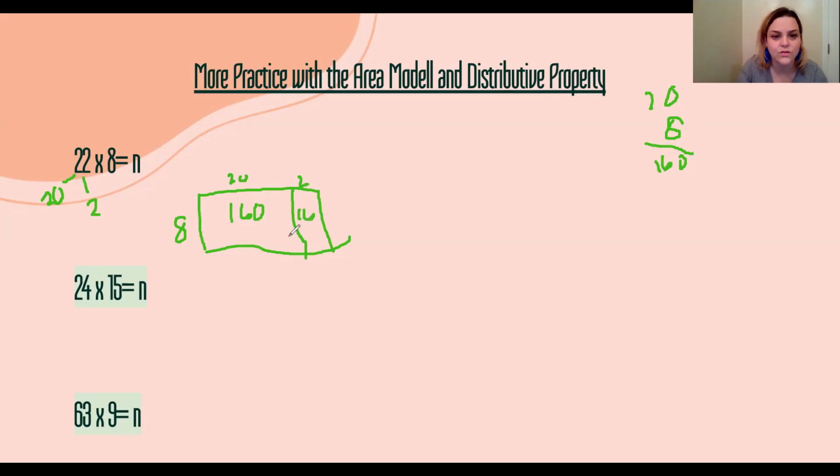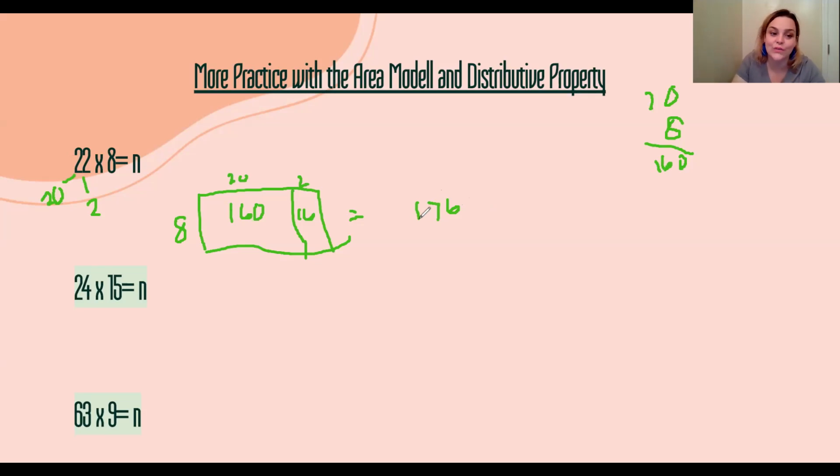And now we're going to add those two together. So 160 plus 16. We have 0 ones and 6 ones, so that gives us 6 ones. Then we have a 10 and a 60, so that gives us 70. And then we have 176. So 22 times 8 is 176.